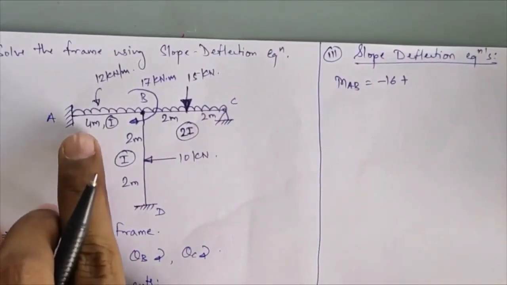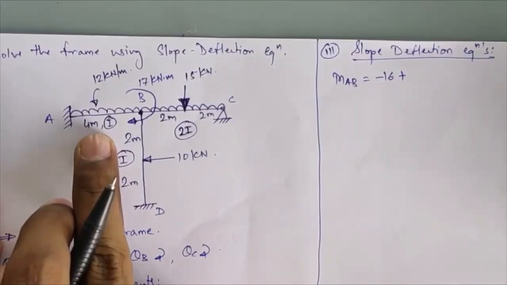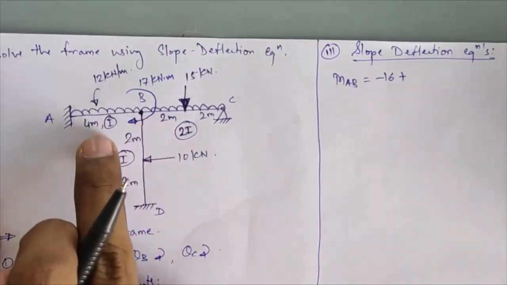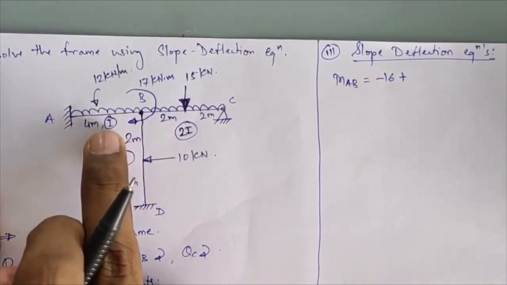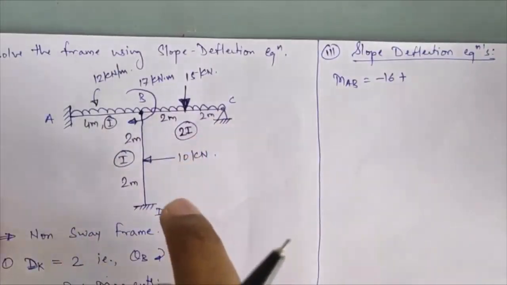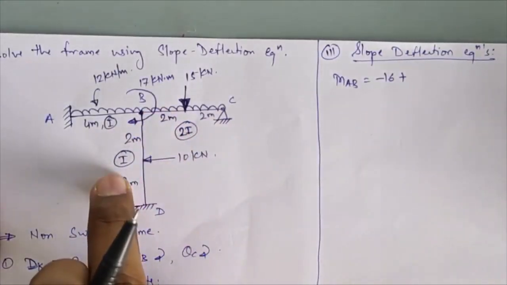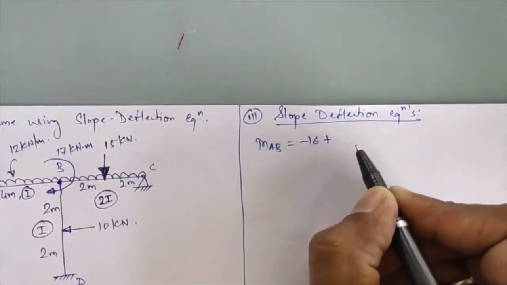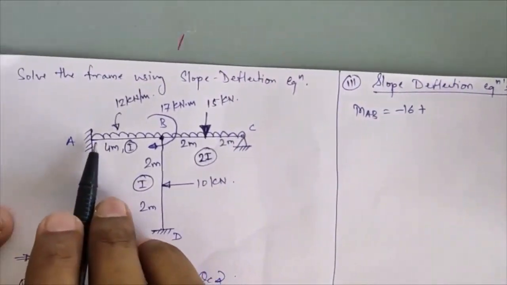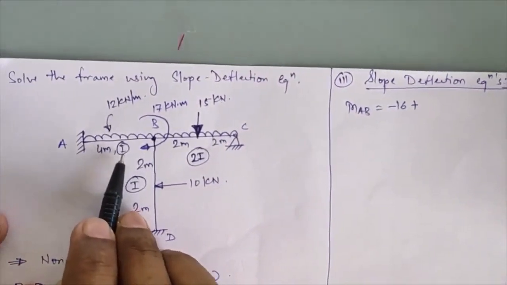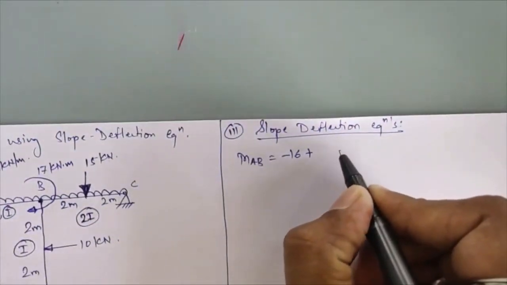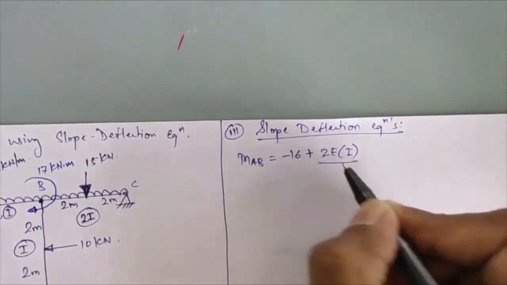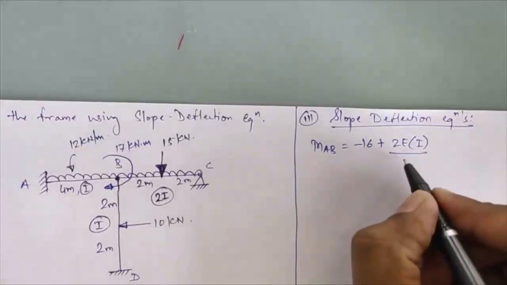Now if you see in this numerical, the moment of inertia, that is the I value, varies for each member. For span AB it is equal to I, for span BC it is equal to 2I, and for span BD it is equal to I. So these I values you need to consider in 2EI upon L. For the first member AB, it is given as I, so this will become 2EI, with I remaining as it is, divided by the length of the member, which is 4.